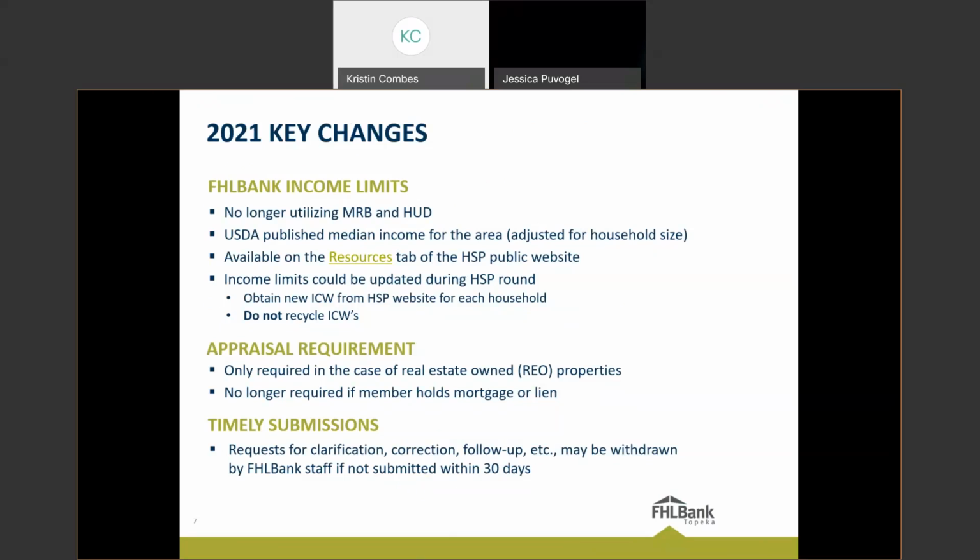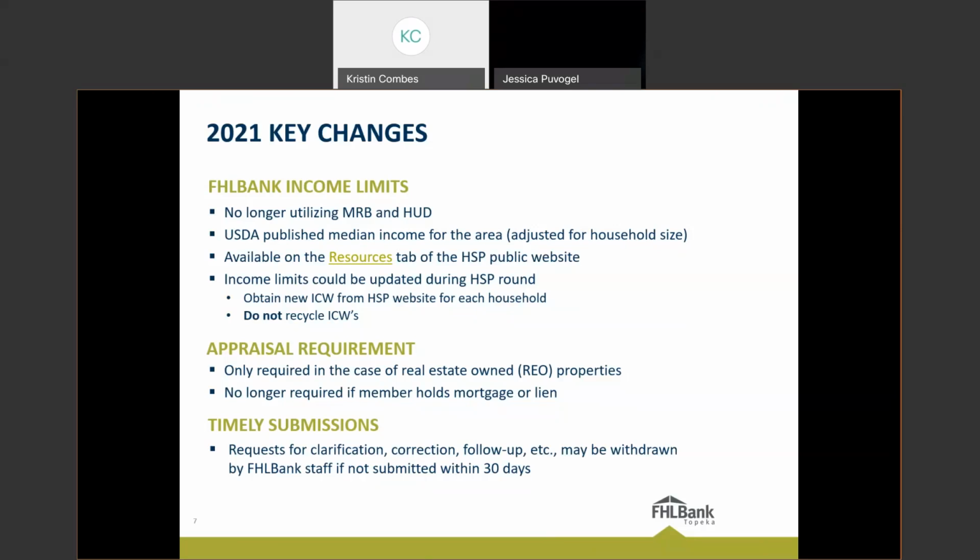Income guidelines will be updated within a couple months of USDA publishing the 2021 limits. So it's very important that you obtain a new ICW from the Resources tab for each household. Do not save the ICW on your computer and reuse it for multiple households. If an outdated version is provided, clarification will be sent to obtain the most recent version, and the reservation approval will be delayed. Income limits in the most recent version of the ICW, with an effective date of February 12, 2021, can be found on the Resources tab of the HSP public website.